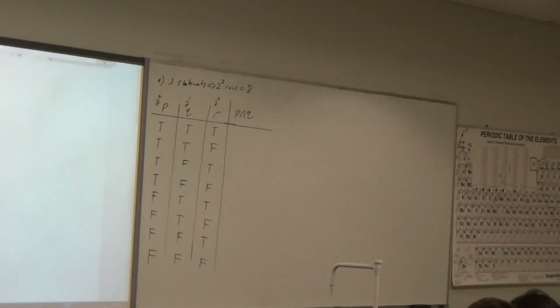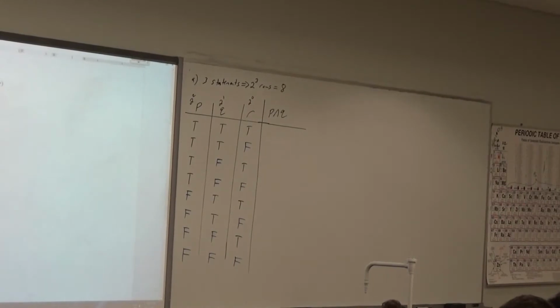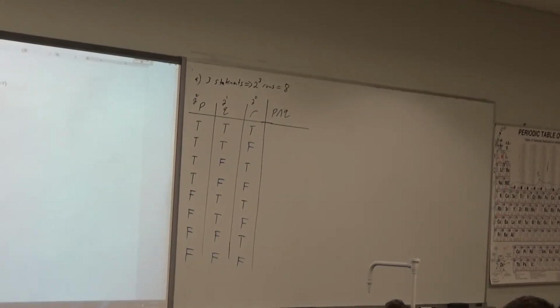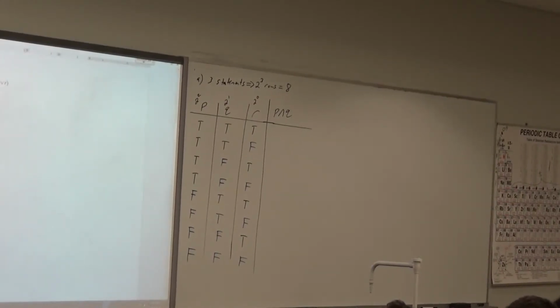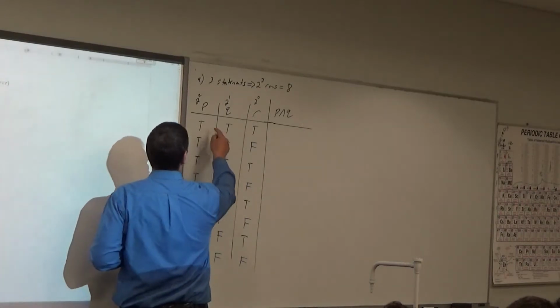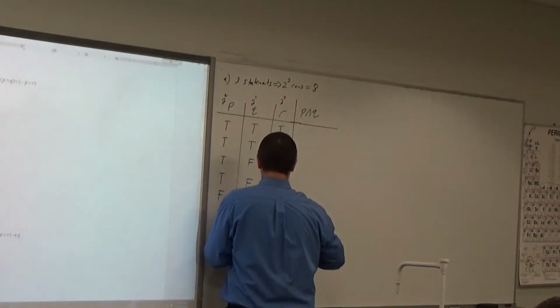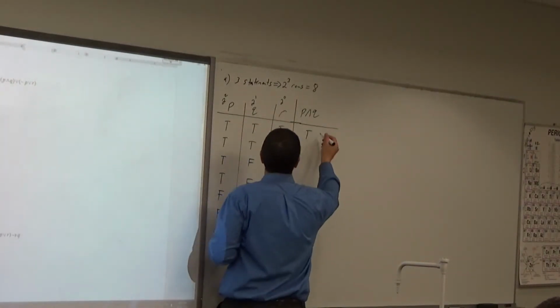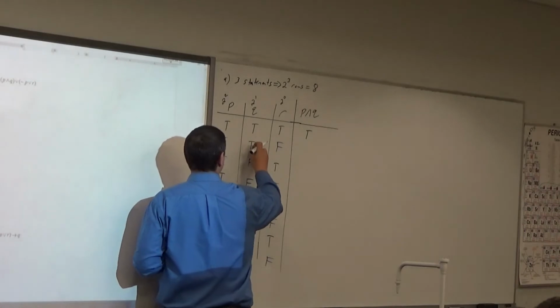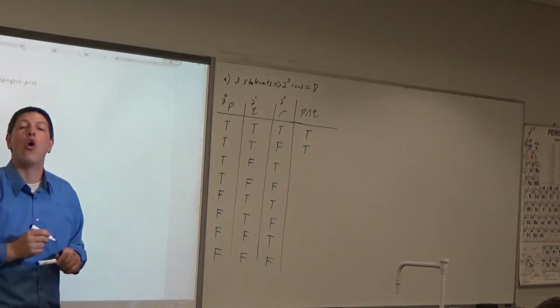What did we say has to be true for a conjunction to be true? Both have to be true. Both P and Q have to be true. So what are the only 2 rows that are going to have an output of true? The first one and the second one as well. Because if you look at the first row, we have P and Q both true, so that's a true. And the second row, P and Q are both true, so that's true.